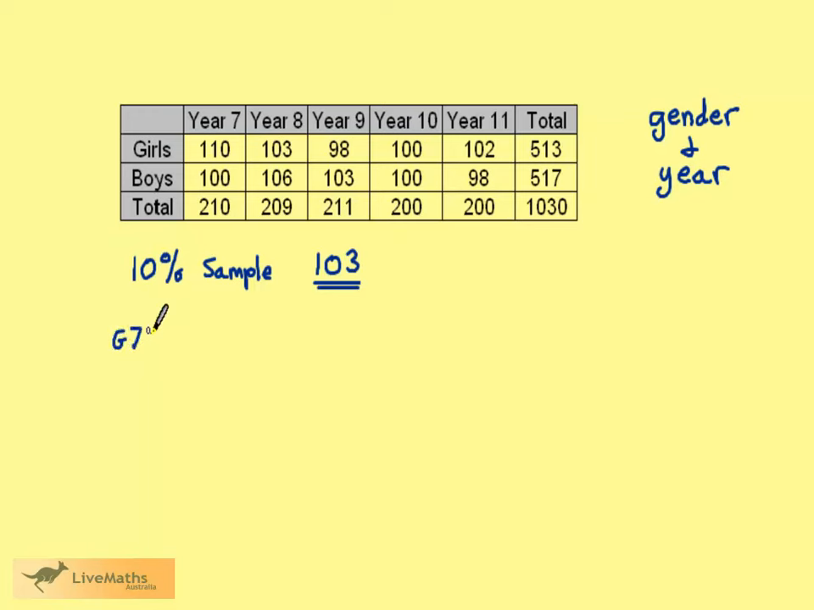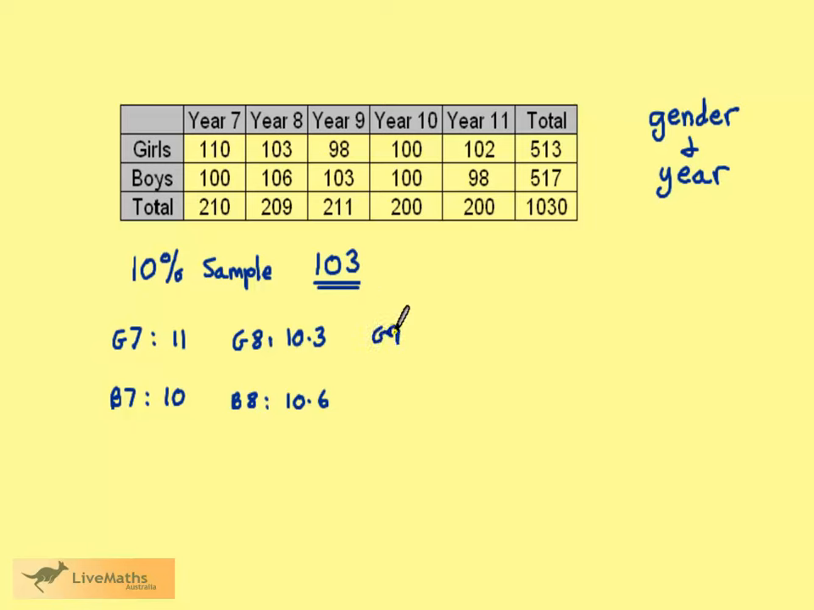So let's look at girls in year 7. 10% of 110 is 11. For boys in year 7, 10% of 100 is 10. Now consider girls in Year 8. 10% of 103 is 10.3. For boys in Year 8, 10% of 106 is 10.6.